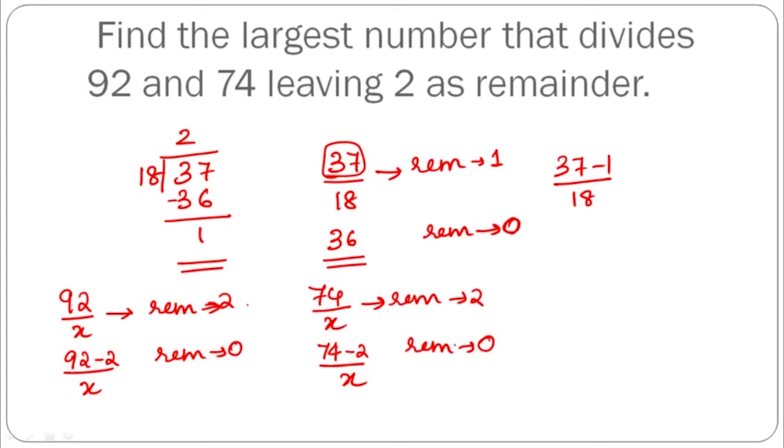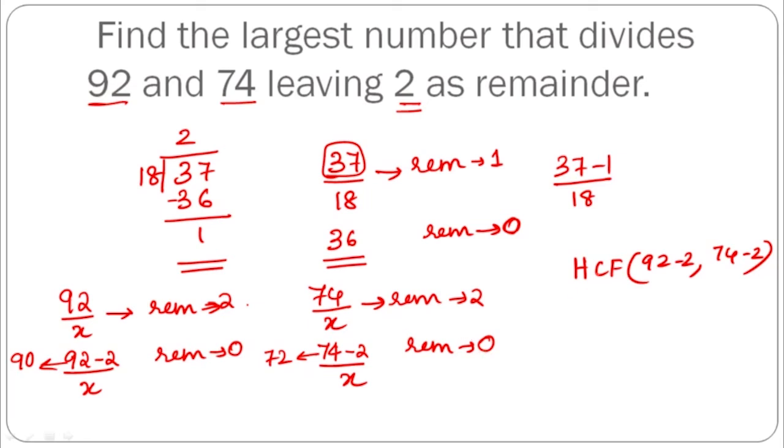I have to find out the highest or the largest number that will divide 92 and 74, leaving 2 as the remainder. Or all I have to do is find out the HCF of 92 minus 2 and 74 minus 2. Why 92 minus 2 and 74 minus 2? If the number was, instead of being 92, if the number was 92 minus 2, or that is 90, then x would have divided it completely and the remainder would be 0. Similarly, if the number here was 72, then when I do 72 by x, again the remainder would be 0.